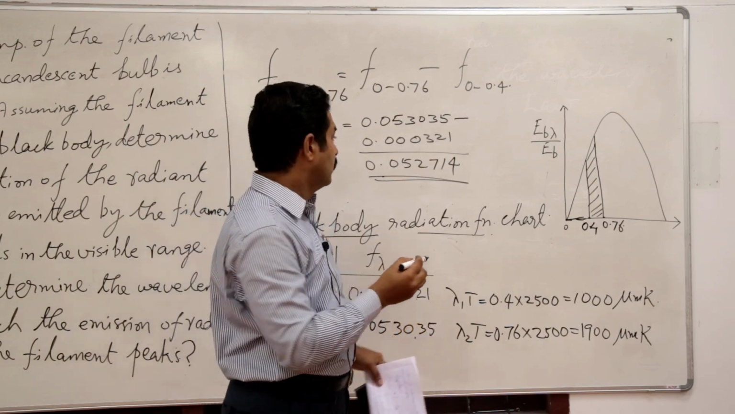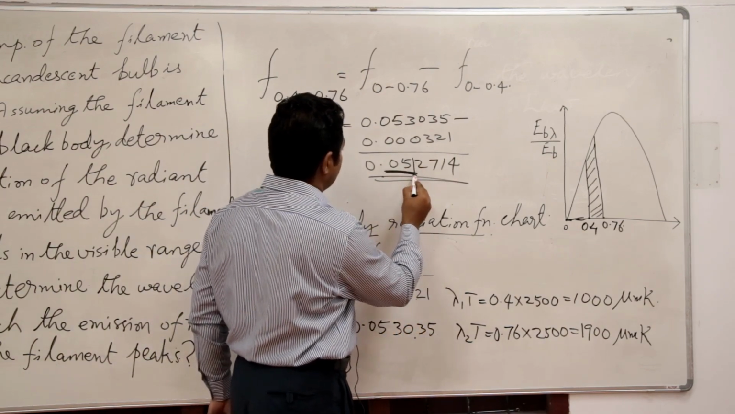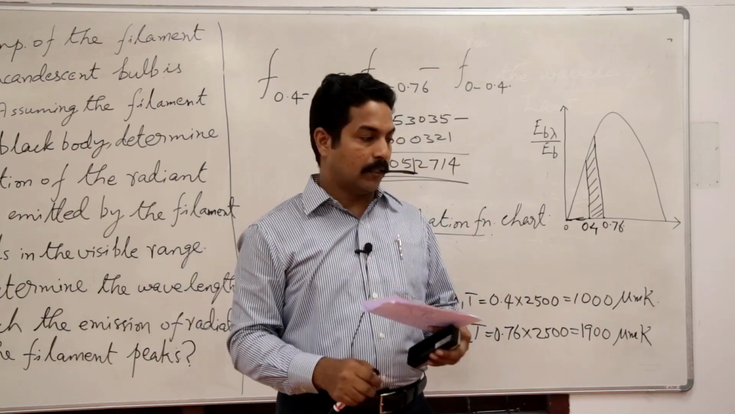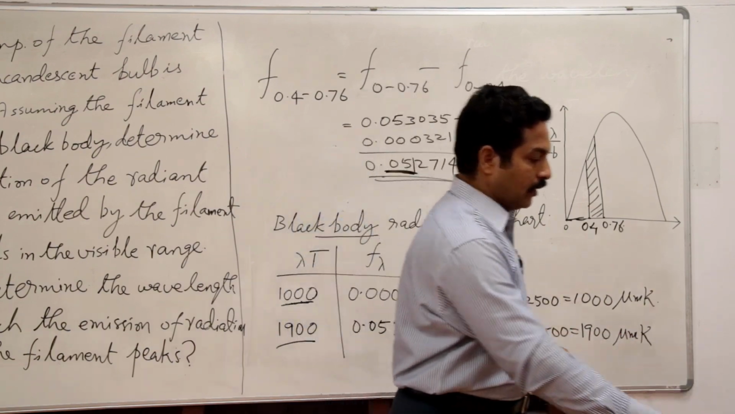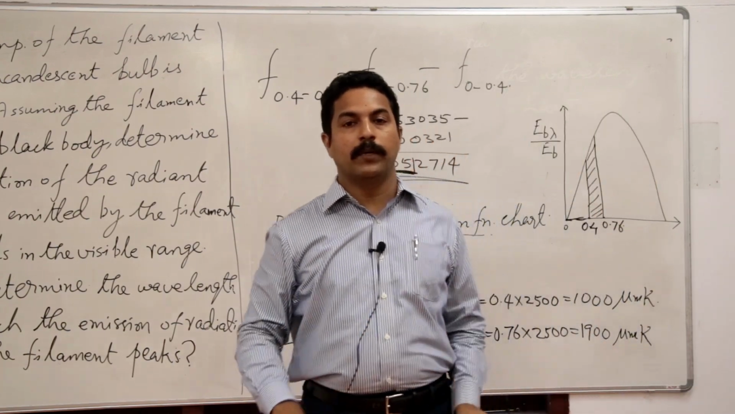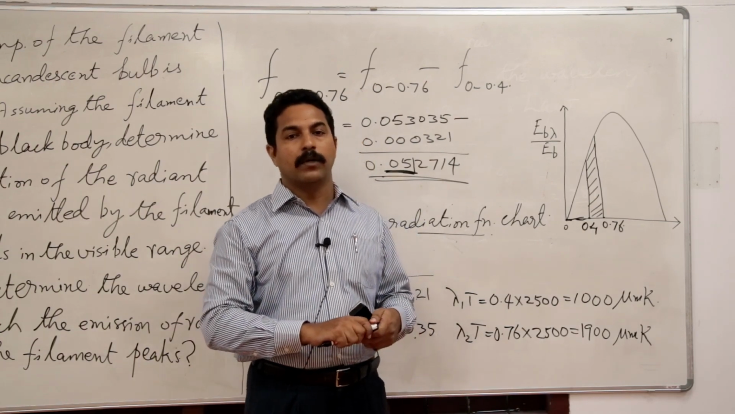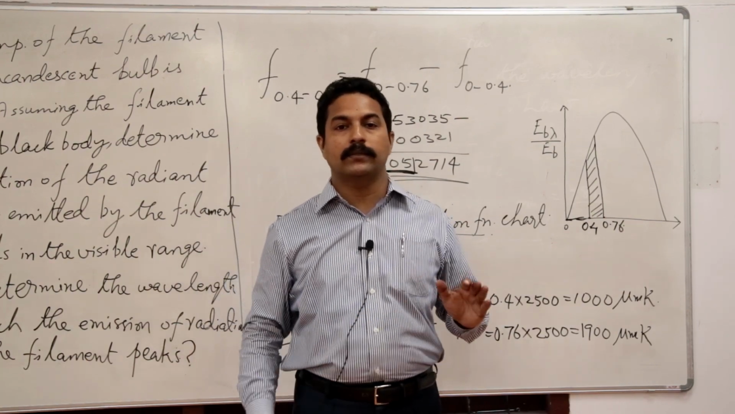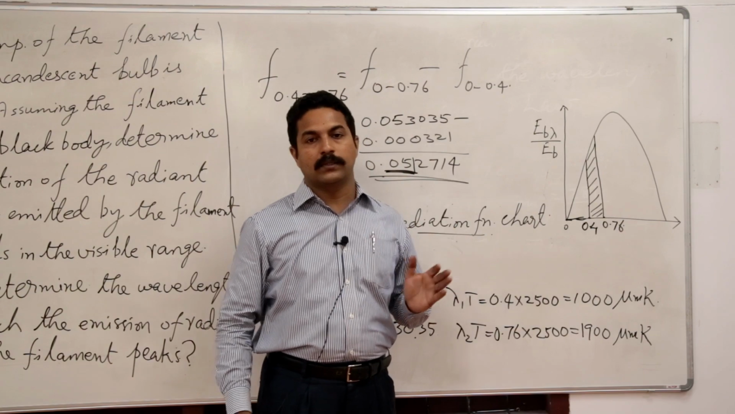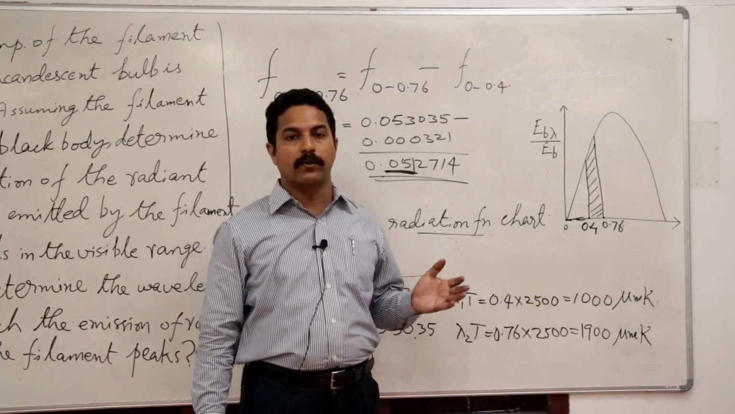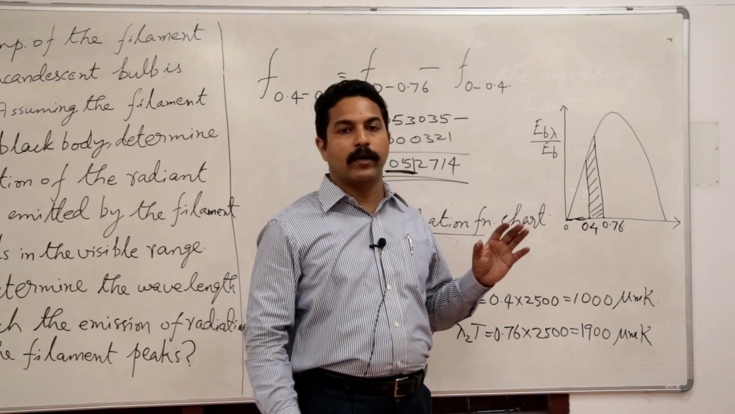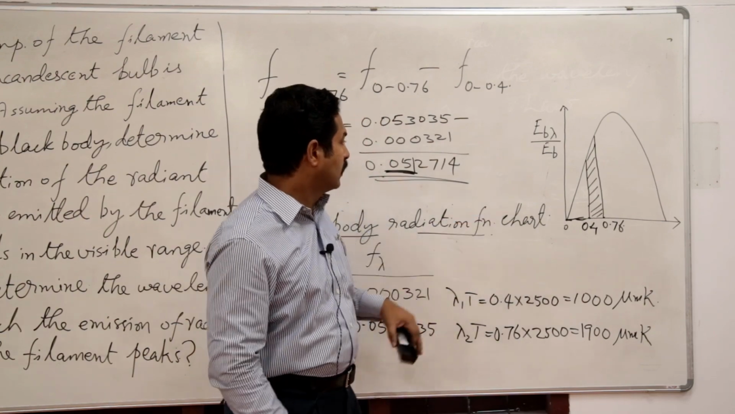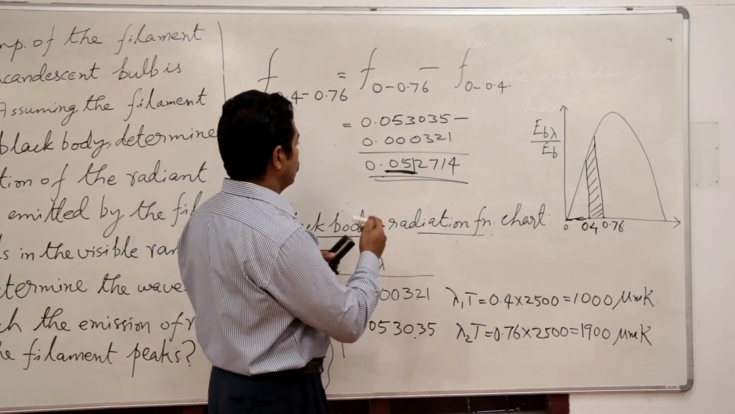we only have to multiply by 100 in order to get the percentage. That means only 5% radiation is falling in the visible region. That's why we are replacing the incandescent bulb, and nowadays CFL and LED bulbs are coming, because in the incandescent bulb we are using the filament, which we consider as a black body. When we consider that radiation, only 5% is coming in the visible region. So from this calculation we can understand only 5% is coming.